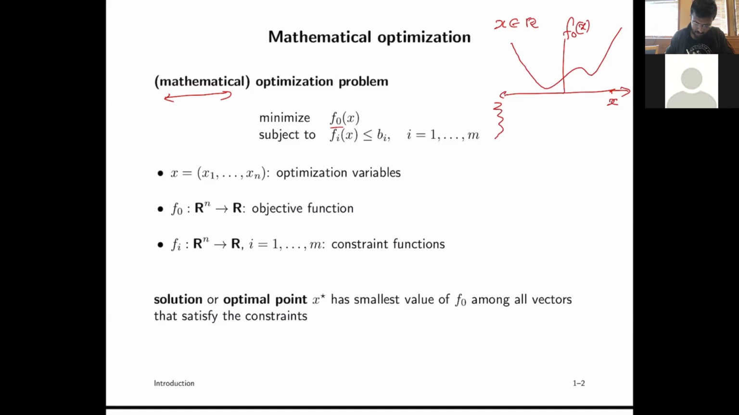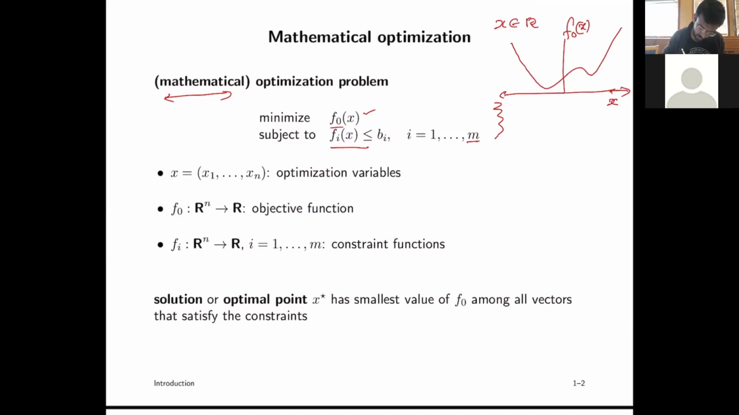But we have some constraints here. Subject to these constraints, we have m constraints, f1(x) less than b1, f2(x) less than b2. So again, fi(x) is another function which is called a constraint function. So the thing is, we have to minimize the function here, but we also have to satisfy these constraints. So these two things have to be taken care of.